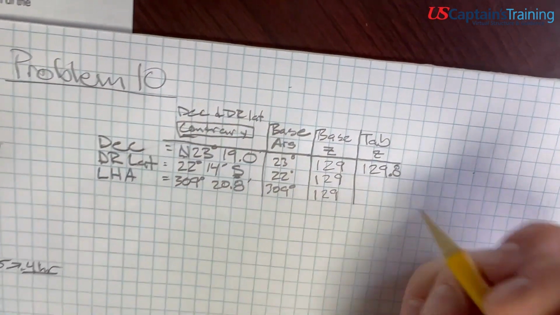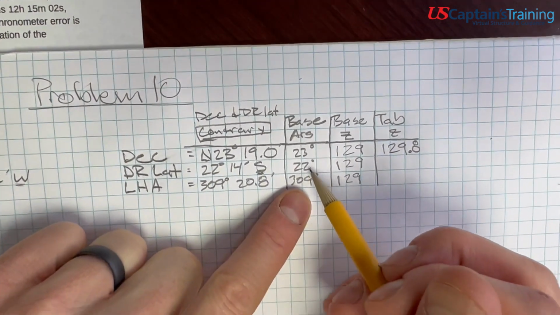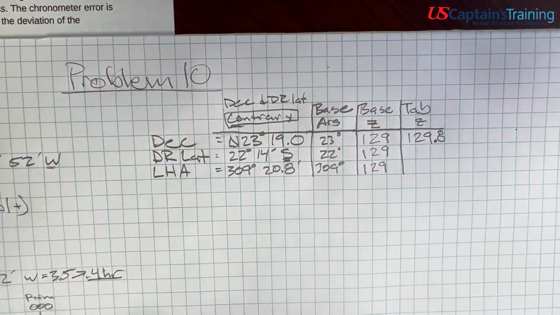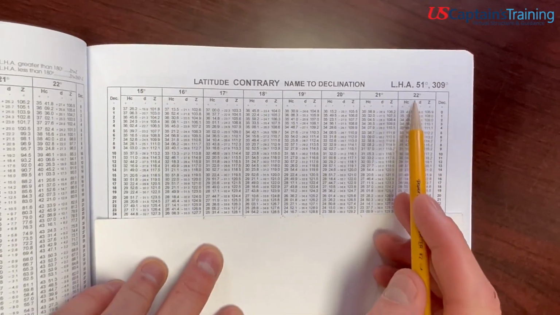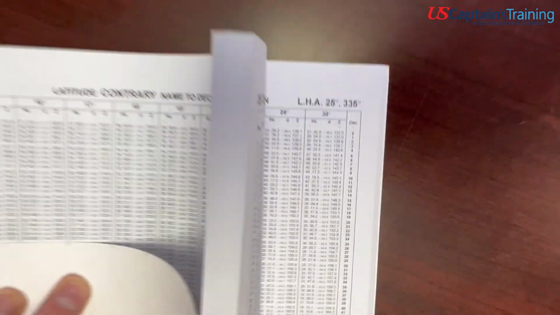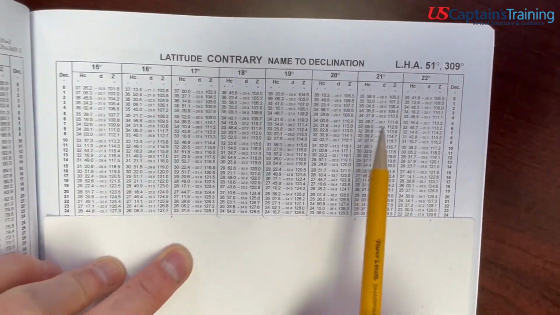129.8. And now we bump. So this problem's kind of funny. If we bump 22 up to 23, let's try to do that. Watch what happens. Come over here. Our last DR lat is 22, so we have to flip all the way back in the book, and we will. But let's get our LHA. Let's do the calculation for LHA first.